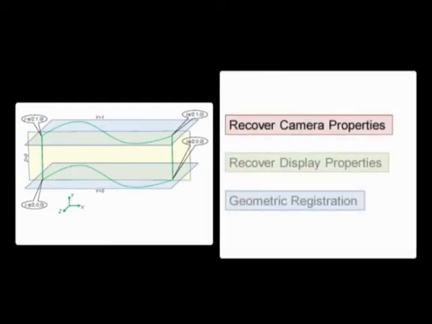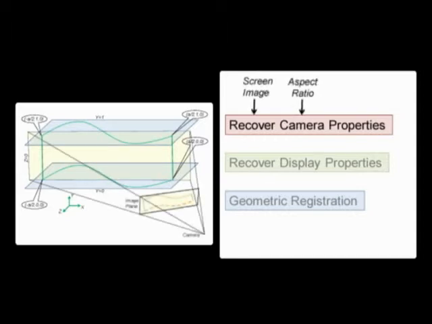In the first step, we recover both the intrinsic and extrinsic camera parameters. In order to do this, we take a single image of the display surface with the camera and measure the aspect ratio. The camera parameters are estimated using a two-phase nonlinear optimization technique. To provide a reasonable initial estimate of the camera's focal length, we use the focal length value from the EXIF metadata tags embedded in the camera image.